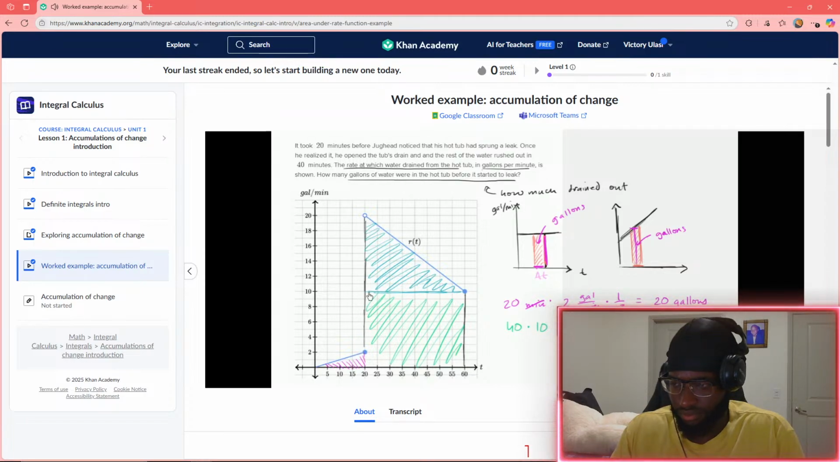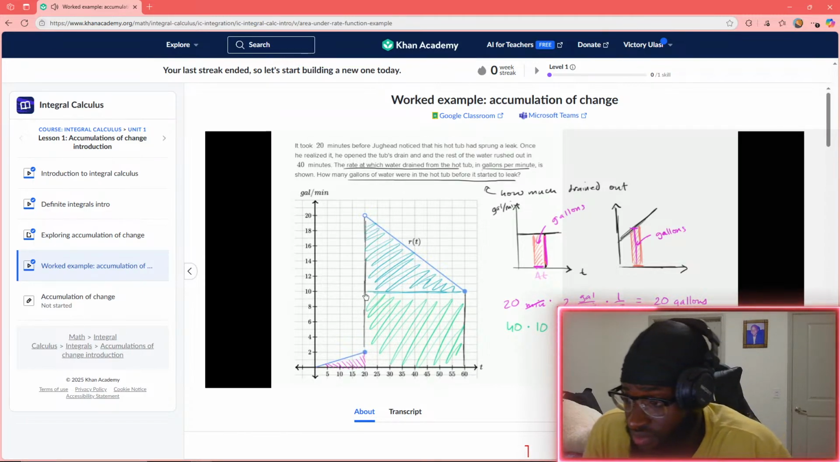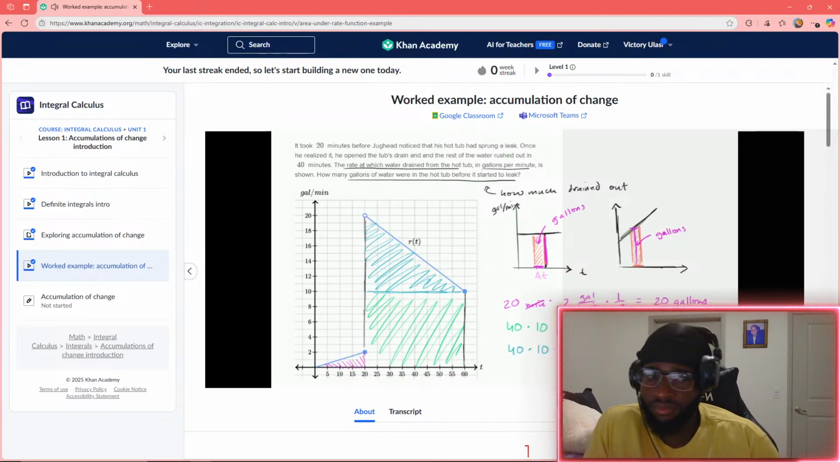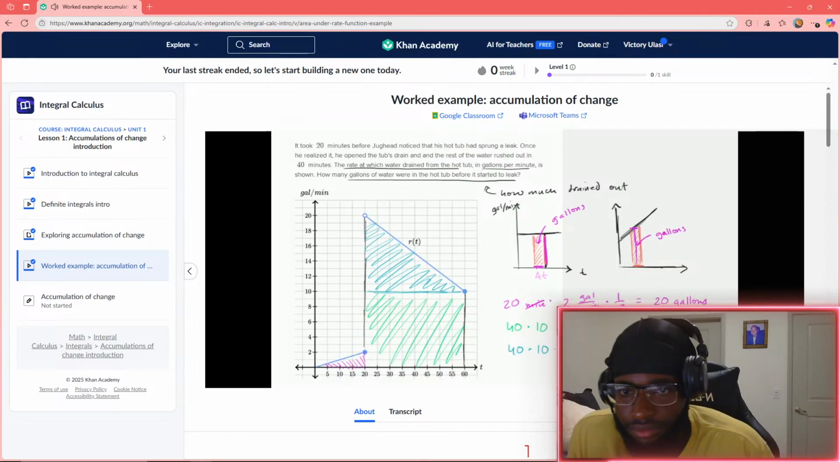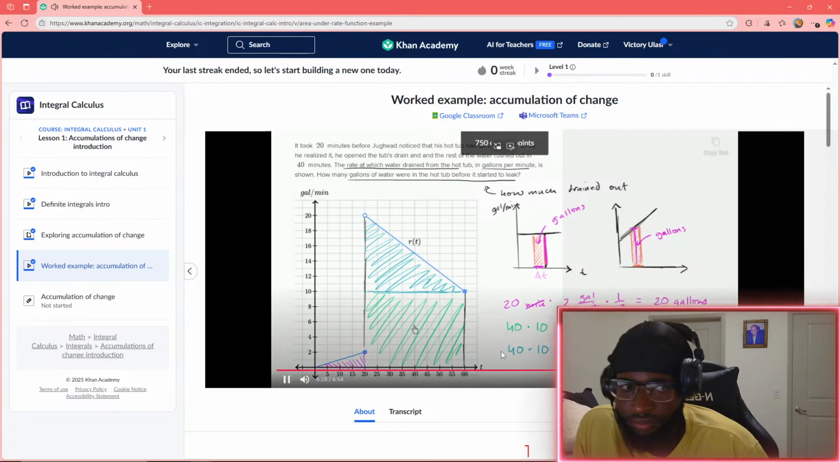And then finally in blue, I have 40 times this height right over here between 10 and 20 is another 10. But then I'm going to multiply that times 1 half. So it's going to be 40 times 10 times 1 half, which is going to be 200. And so you add all of these areas together, you're going to get 400 plus 200 is 600 plus 20. You're going to have 620 gallons.